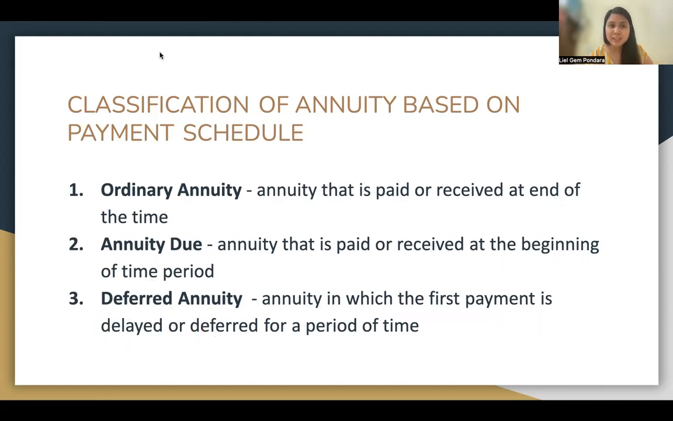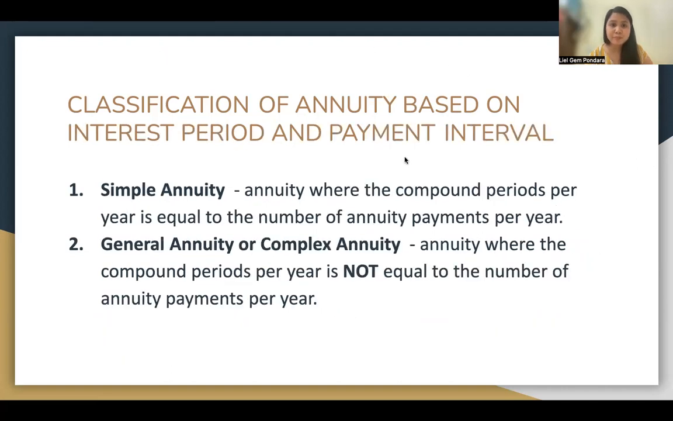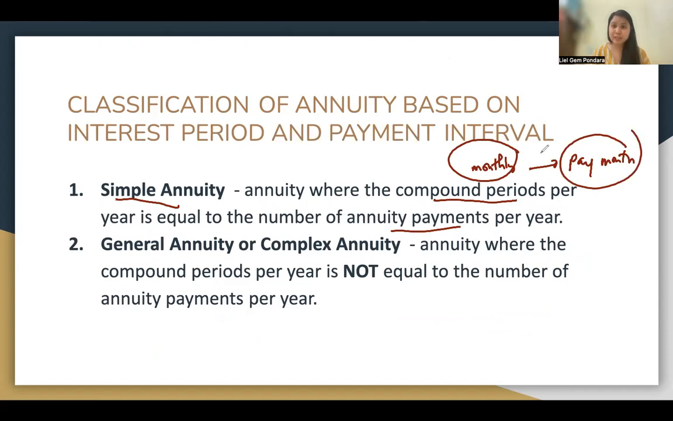The next classification is based on the interest period and payment interval. For simple annuity, the compound periods is equal to the number of annuity payments in a year. For example, it's compounded monthly, and then you also pay every month. The compounding period and the payment interval are equal. Therefore, it's called a simple annuity.